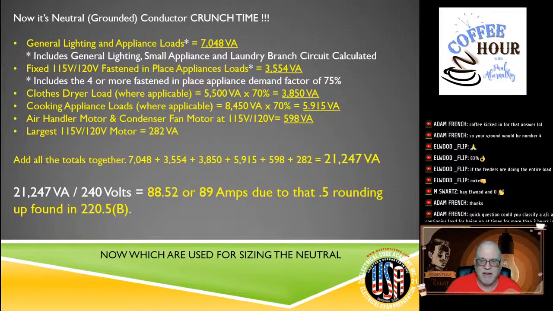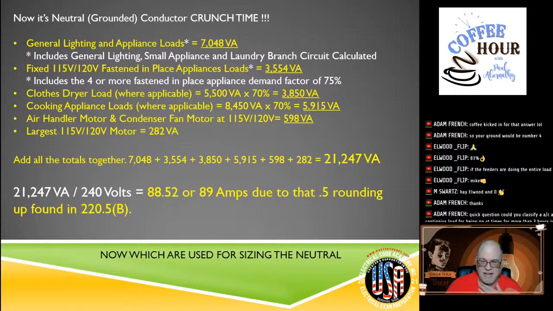3,554, 3,850, 5,915. The two motors for the air conditioning, we had 598. And then that contribution for the motor, the largest motor was 282. Again, that's just that 25%. Let's add them all up. So I'm going to go 7,048 plus 3,554 plus 3,850 plus 5,915 plus 598 plus 282. That equals 21,247 in our values. Okay?